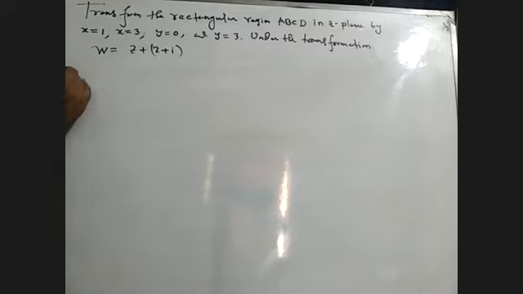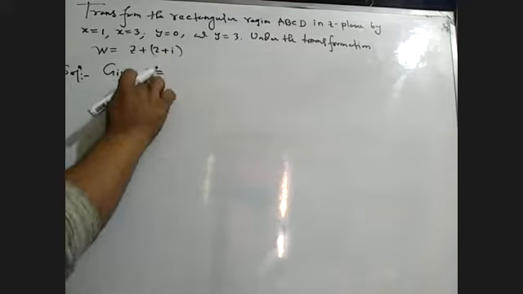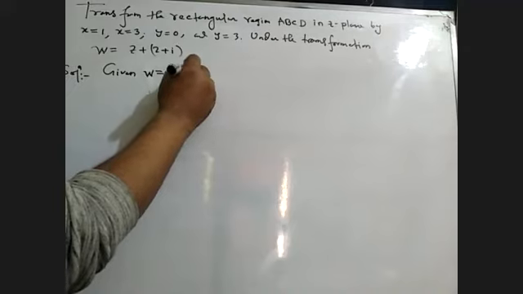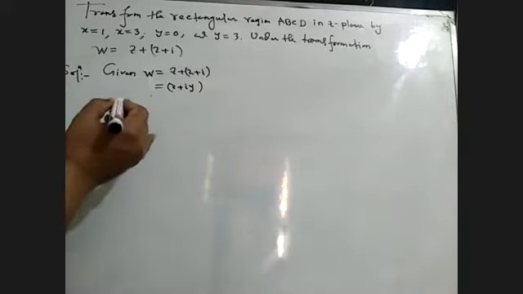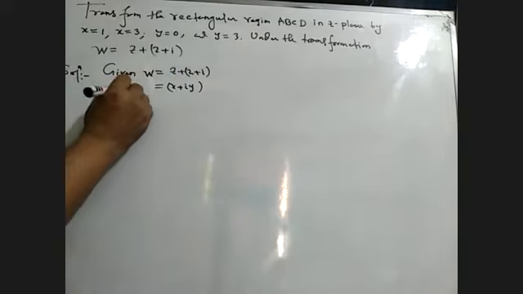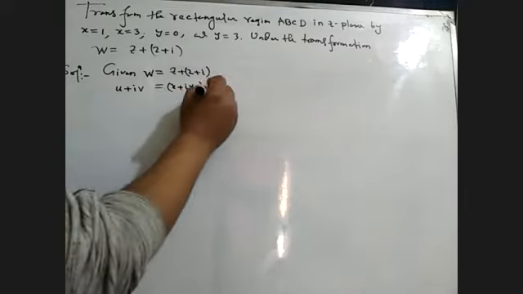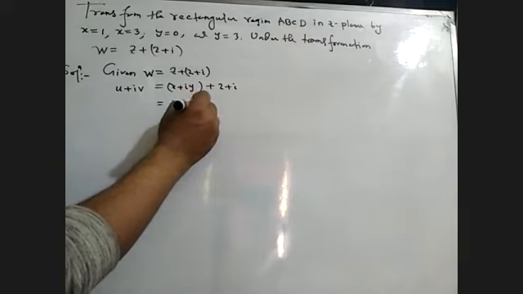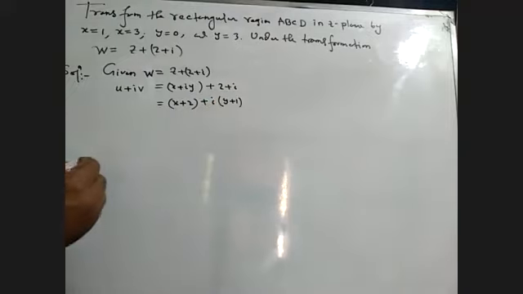So for the solution, we are given W equals Z plus 2 plus i. But Z equals x plus iy, and W equals u plus iv. So u plus iv equals x plus iy plus 2 plus i. This can be written as (x plus 2) as the real part, and i common, (y plus 1).